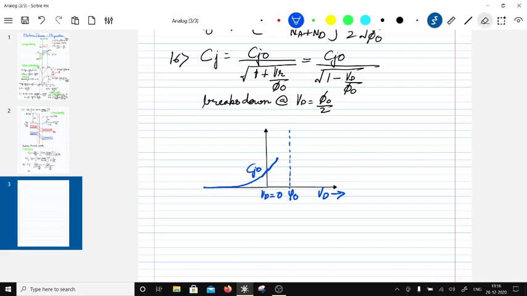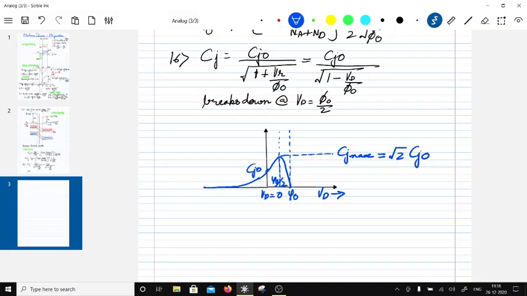So let's make it clear. What's going to happen is this is going to keep increasing, and then it's going to drop like this. And this is going to usually occur at psi0 by 2. This is the maximum capacitance, Cj max. Now I substitute Vd equal to psi0 by 2 here, and I'm left with Cj max equal to square root of 2 times Cj0.